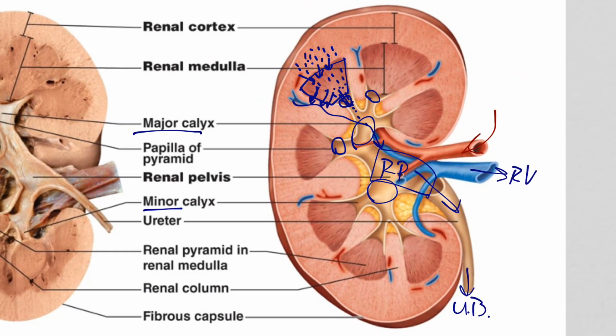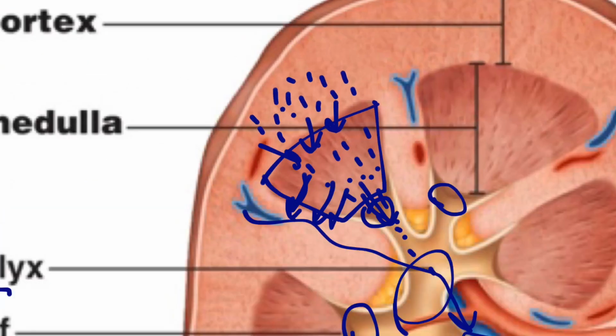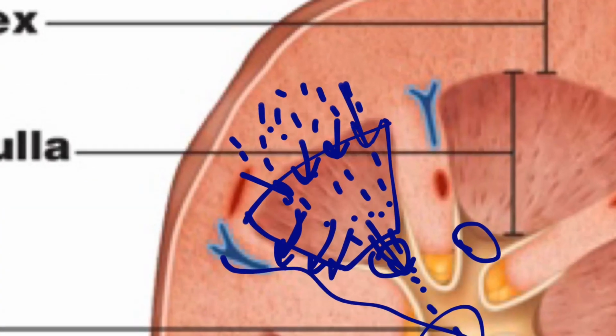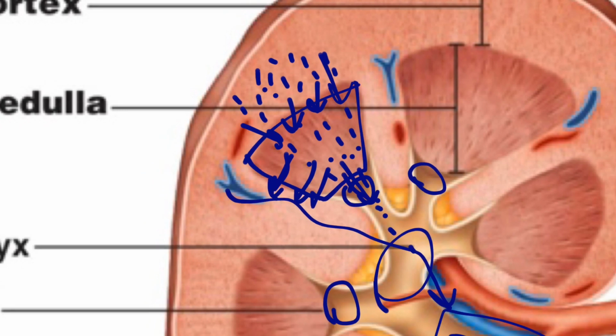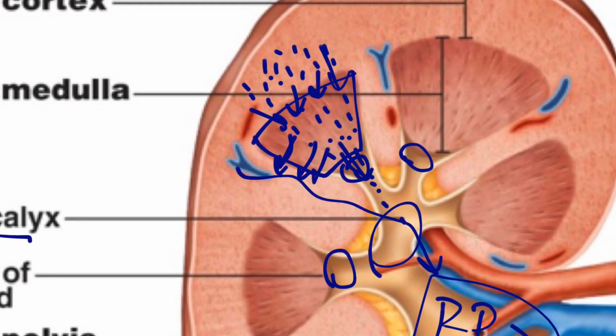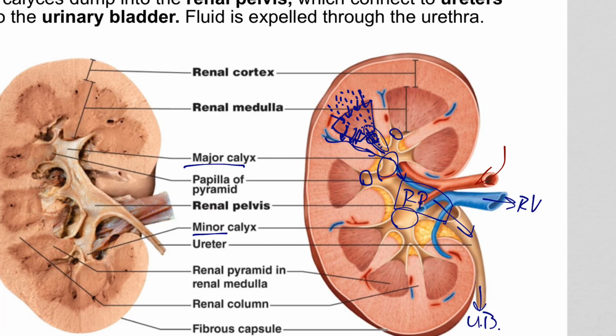And again, the vast majority of fluid does end up there, because if you have 180 liters being filtered throughout both kidneys, 90-something% of that, 95 or more percent of that, is going to wind up back in the renal vein and being reabsorbed. And only a very small percentage will wind up coming out those calyces and into the ureter.